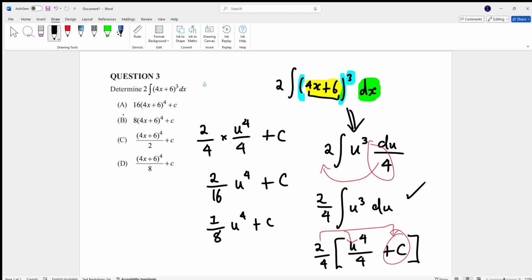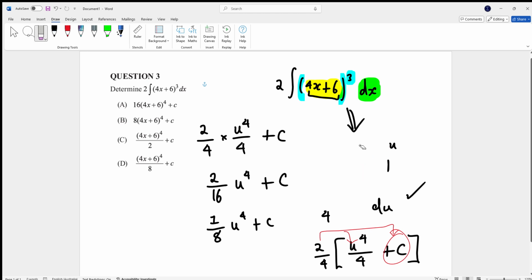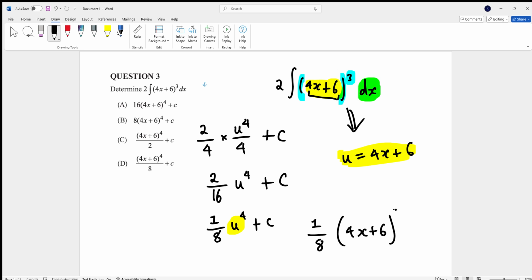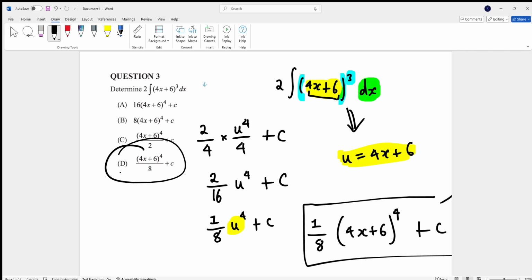Now, you're probably wondering, our answer here has to be in terms of x. Now, this is where my rubbing out wouldn't have helped at all. We defined u to be this. U was 4x plus 6. We can then chuck that guy back into this guy here, and we'll get 1 over 8, 4x plus 6, to the power of 4 plus c, which is also answer D. That's the other way to do it. This is called U sub, okay?